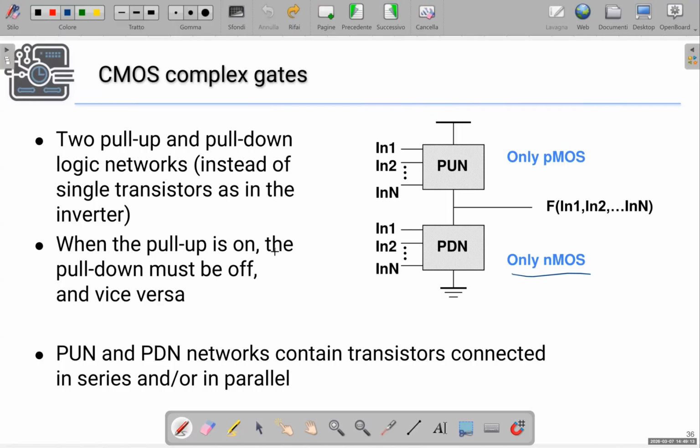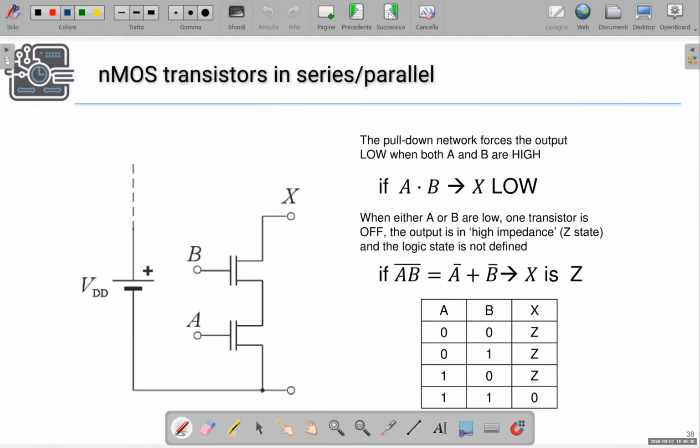Now, having said that, how can we implement Boolean functions? In particular, we will see NAND and NOR functions taking advantage of this structure. The idea is to connect MOS transistors either in series or in parallel. When we connect devices in series, the series of the devices can be considered as on if and only if both the switches are on.